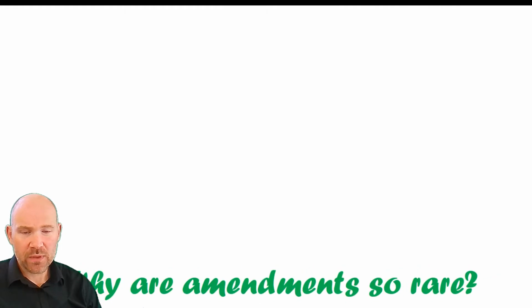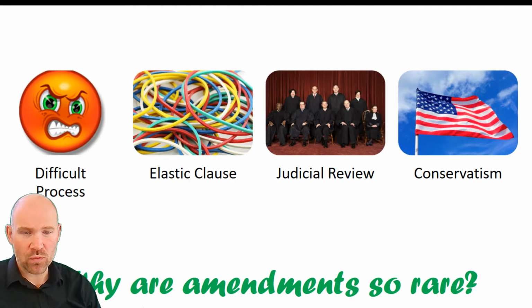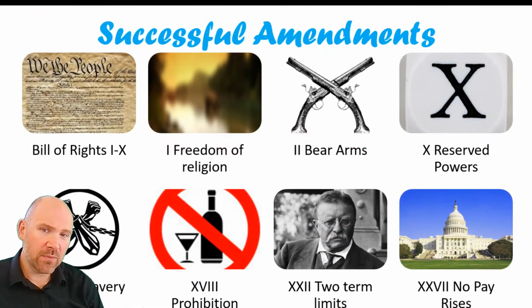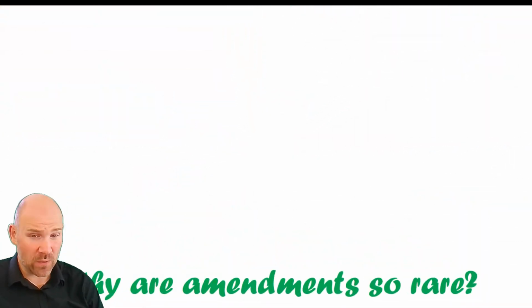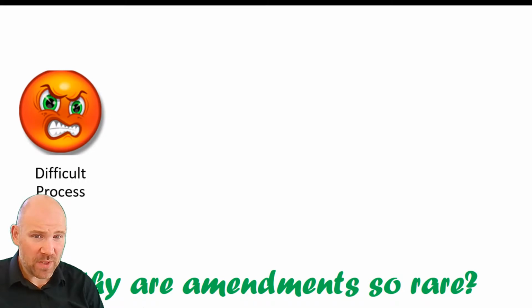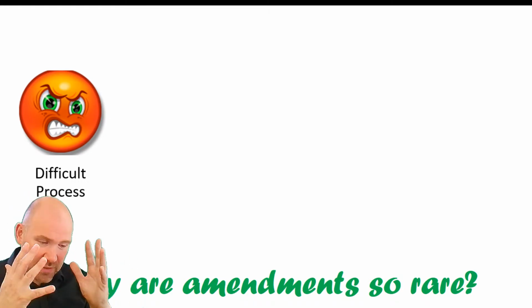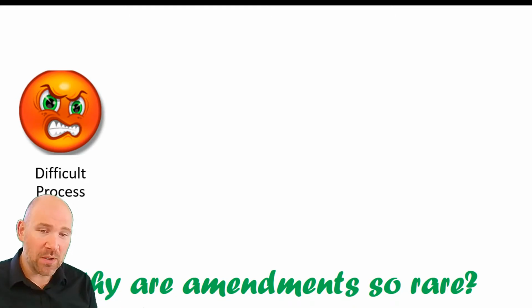Now, why are amendments so rare? Why are there only 27? Why isn't there 100? Well, let's look at some of the reasons in a bit more detail. The first one is obvious. It's really difficult. I've mentioned this a few times, 2/3 and then 3/4. That's not easy to get. It's a deliberate, difficult process that is supposed to make amendments rare and only when absolutely necessary.